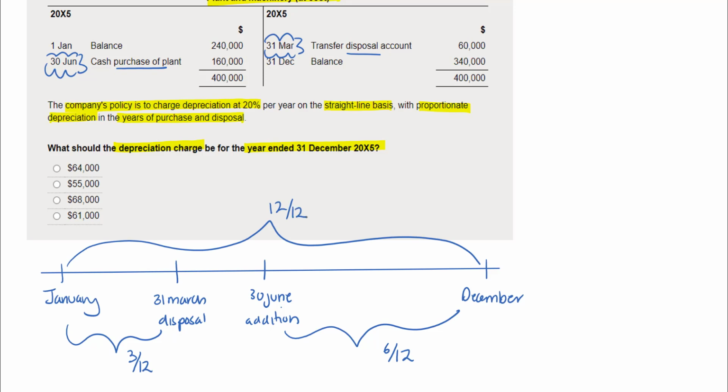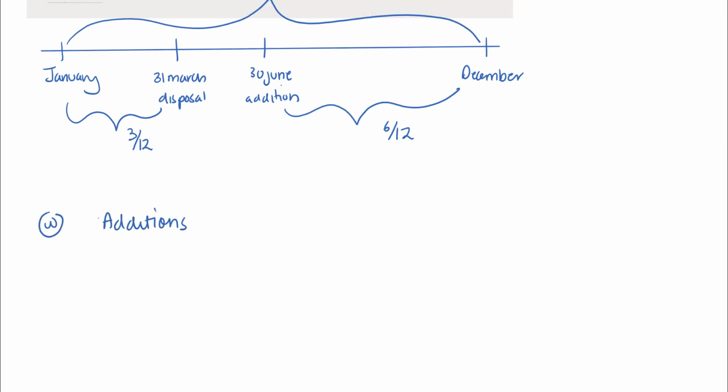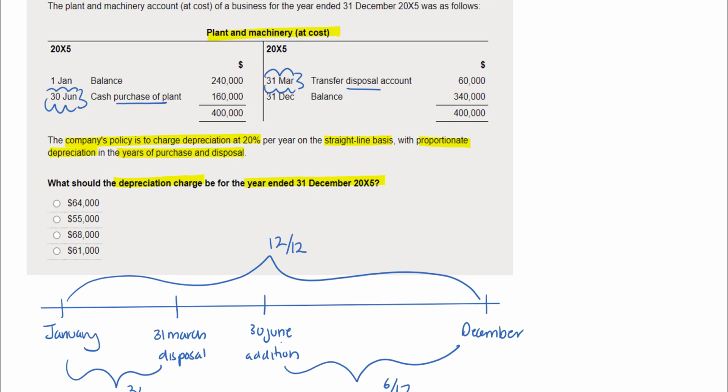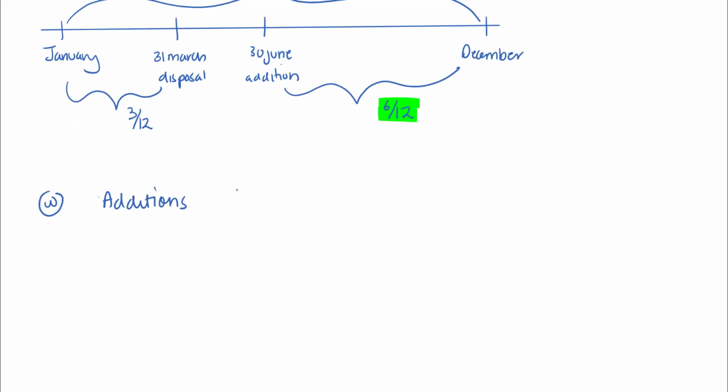Armed with this information from our timeline, let's produce a working to help us calculate the charge for the year. I'm going to start off by thinking about the additions for the year. We can see from the timeline that the additions made have a value of 160,000. With a depreciation policy of 20% and a timeline revealing that only 6 months worth of depreciation should be charged, we can identify that 160,000 multiplied by 20% multiplied by 6 months of the year gives us 16,000 for the additions. Next, we can deal with disposals.